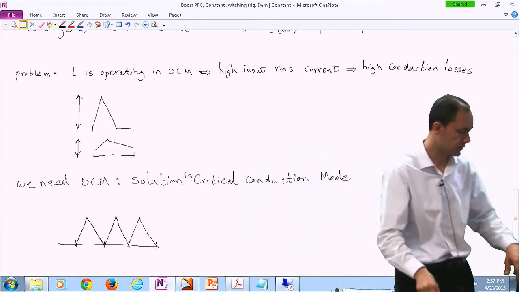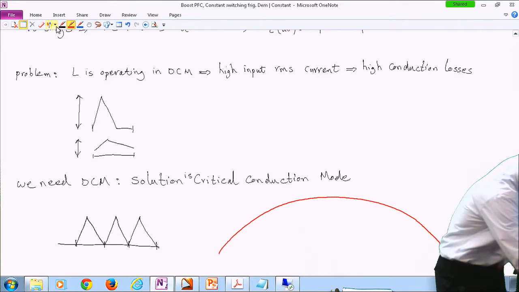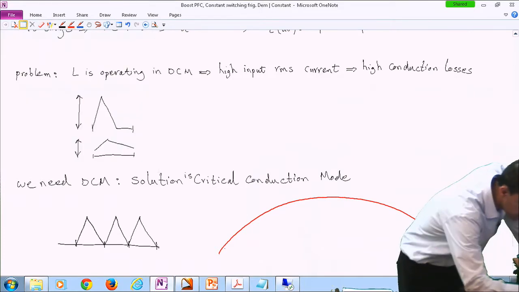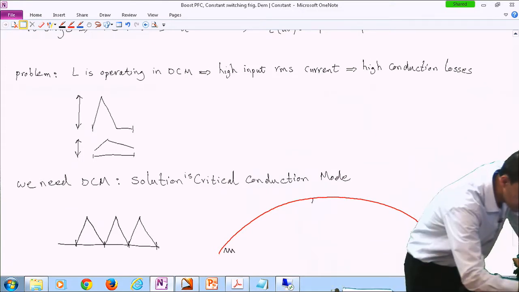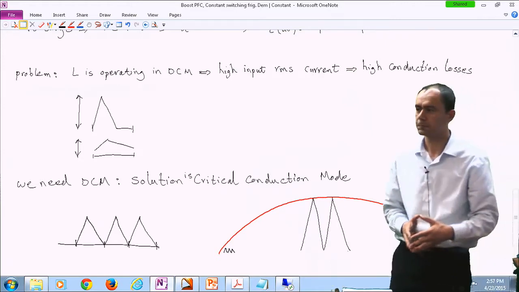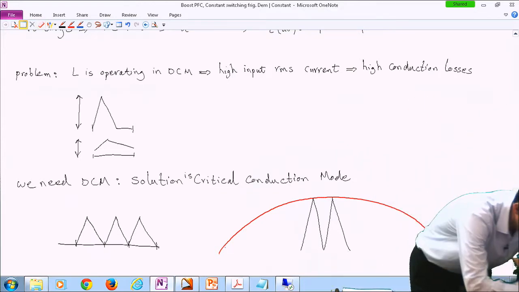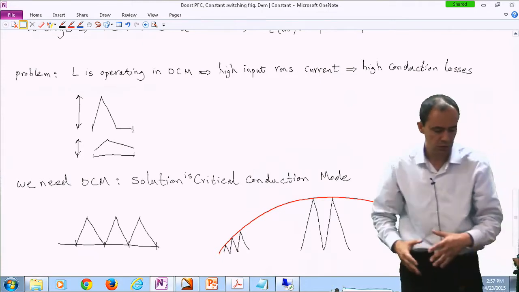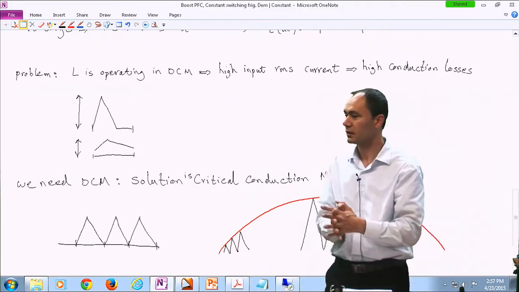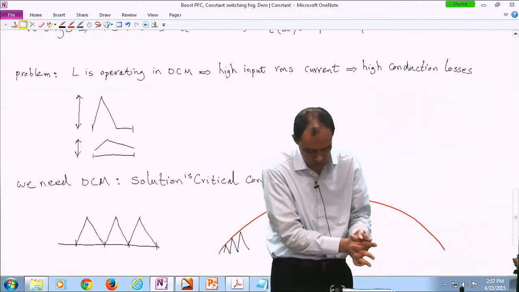Okay, so if this is your input voltage, when the input voltage is small, your switching frequency, your switching period is small. When the input voltage is large, let me draw this in a better way. All right, something like this. So you can see that now your switching frequency is not constant. So you try to solve a problem at some point, you're adding more problems in other places.